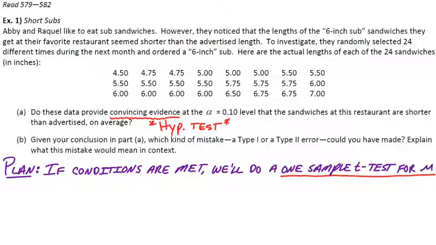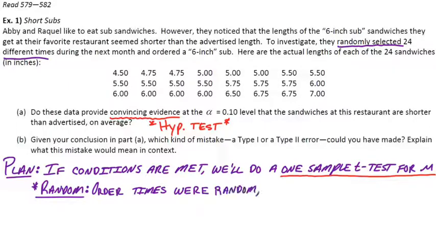Okay, the first condition we can knock out, typically we just say random and it's somewhere in the problem, right? And this problem's a little bit different, but it says they randomly selected 24 different times when they ordered the subs. So that's good. We're going to assume that makes a random sample in this case. So the order times were random, so the sample should be random here. That gets a check mark.